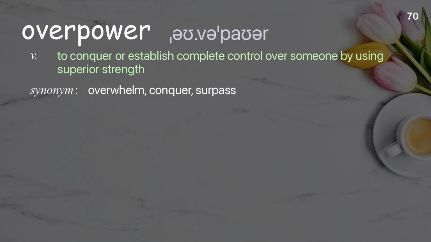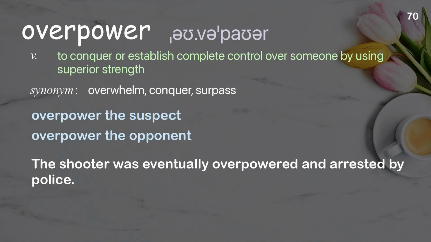Overpower. To conquer or establish complete control over someone by using superior strength. Examples: Overpower the suspect. Overpower the opponent. The shooter was eventually overpowered and arrested by police.